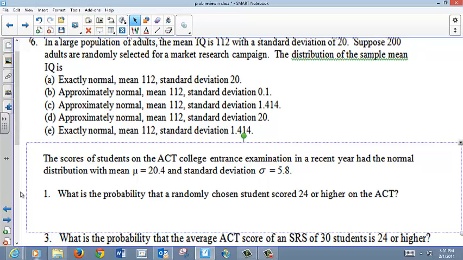Number 6, the answer is C. Number 1, the answer is 0.2674. And number 3, the answer is 0.4549.